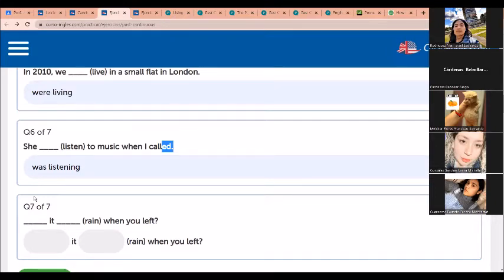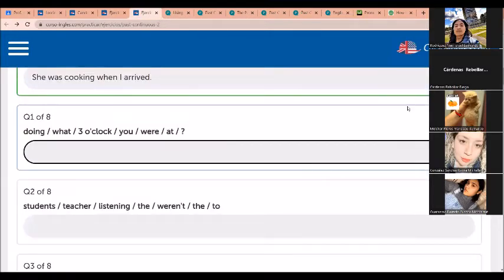All right, last one goes to, let's keep it going, Israel, number 7. Was it raining when you left? Good. All right. Let's keep it going.